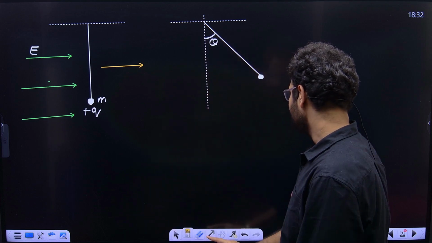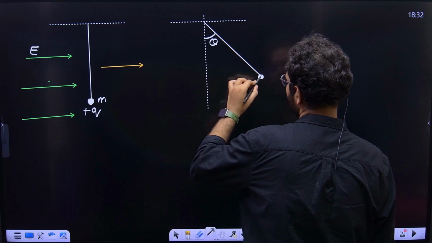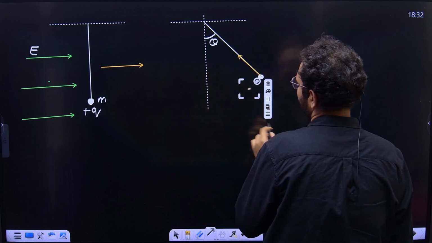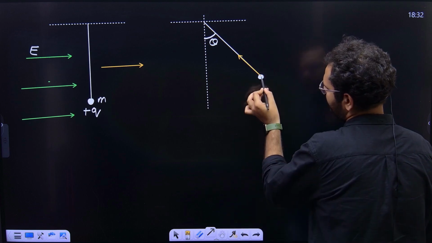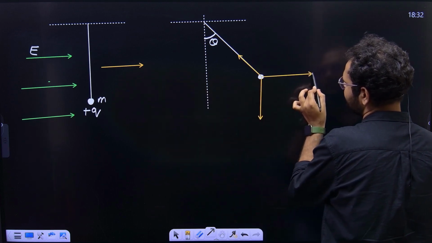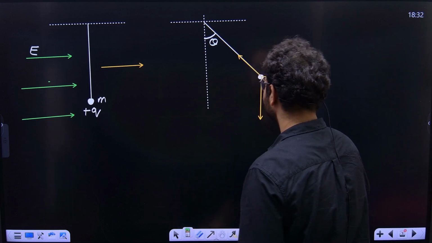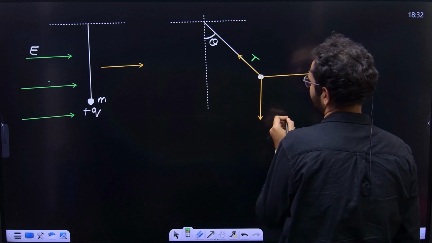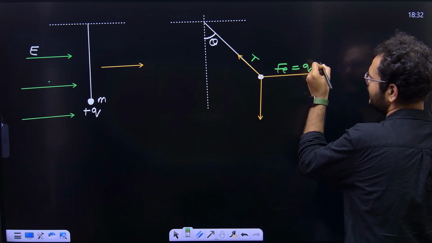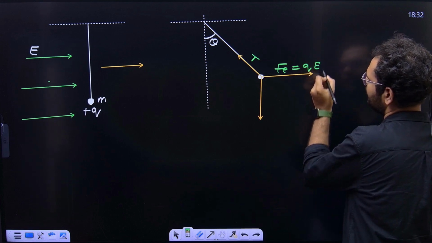So first, what we will do is the standard procedure. Let us mark the forces. What are the forces? So this is my tension force, right? After that, gravity is also there, vertically downwards. Then the electric force is also here in the horizontal direction. Let us name them. So this is my tension T. This is the electrostatic force, which I can write simply as QE. Then mg.